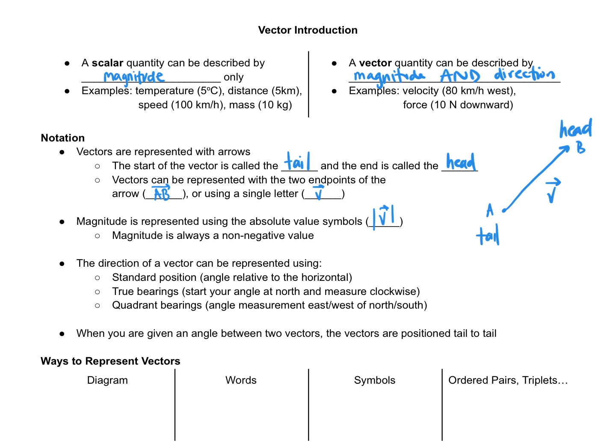And finally, if you are told that there is an angle between two vectors, it is assumed that the vectors are positioned tail to tail. So for example, if I said vectors A and B meet at 40 degrees. Here's vector A, vector B has to have its tail with the tail of A, and it is 40 degrees. This is how the angle representation would be.